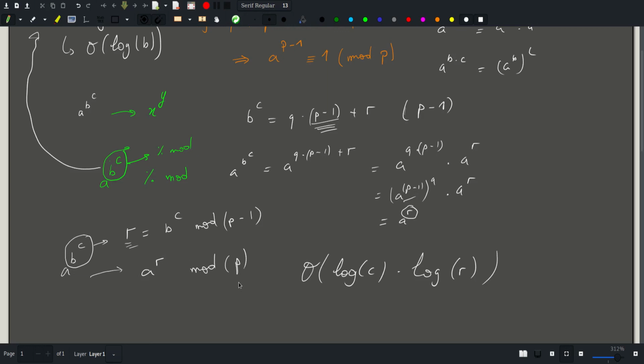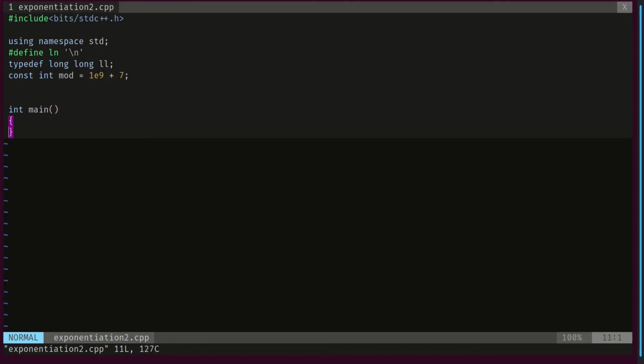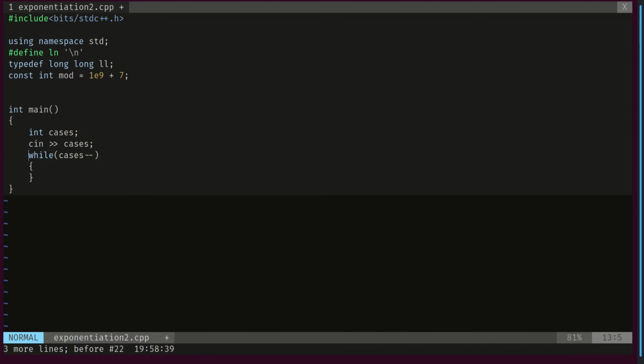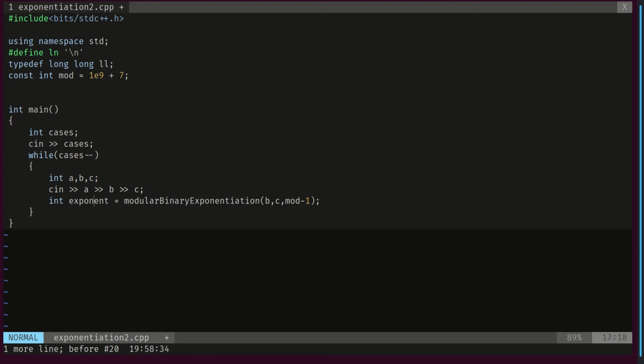So let's go ahead and check out our code. So this is our program. We will start by reading the number of cases, then we will process them. For each case we will need to input 3 values a, b, and c. Then we will compute r, our new exponent, and it's gonna be equal to the modular binary exponentiation of b raised to the c, and our modulo here will be mod minus 1.